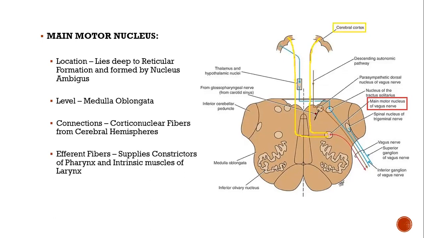Now, the main motor nucleus, as you can clearly see, is present at the level of the medulla oblongata, and it lies deep to the reticular formation, and it's majorly formed by the nucleus ambiguus. And as far as the connections are concerned, you can clearly see in yellow lines the corticonuclear fibers coming from the cerebral cortex. They reach the main motor nucleus of the vagus, and from there the root goes ahead. The efferent fibers supply the constrictors of the pharynx and the intrinsic muscles of the larynx. So remember, the motor component of the vagus nerve is responsible to supply the muscles of both the pharynx as well as the larynx.